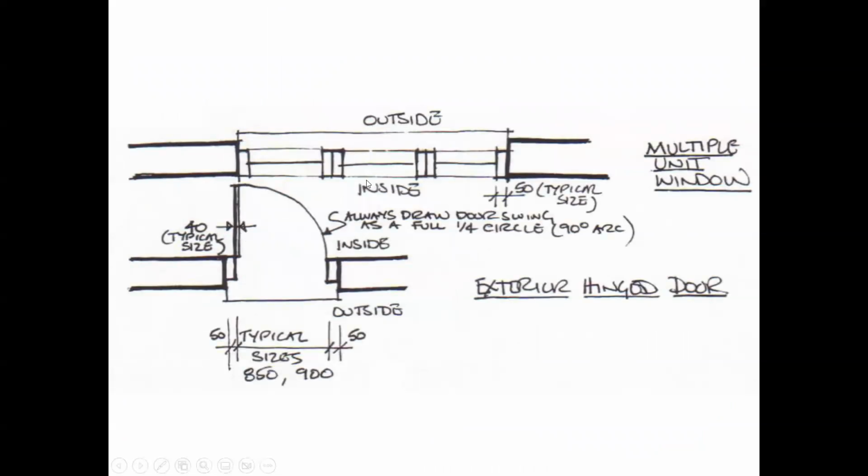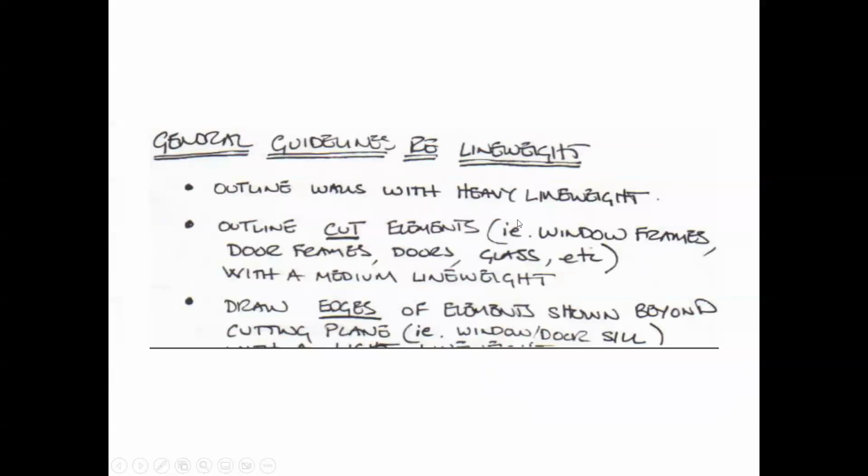Okay, so here are some graphical standards. And without the line weights, if you don't use line weight, the drawing will be flat. So it's always nice to learn how to communicate by drawing. So drawing CAD is a language, right? So you can see clearly or better with the line weights. Okay. So outline walls with heavy line weight, outline cut elements, window frame, door frame, with a medium line weight, and draw edges of elements shown beyond cutting planes like windows, doors, in a, I think, light line weight.